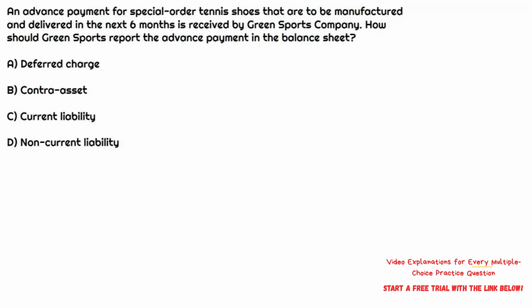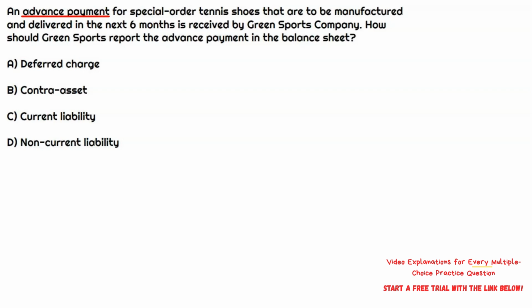So in this question, we basically have Green Sports Company, and they received an advance payment for special order tennis shoes from a customer. Right, so they haven't actually manufactured the shoes yet, but they plan to, and then that order will be delivered in the next 6 months.